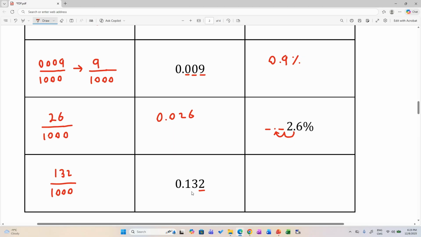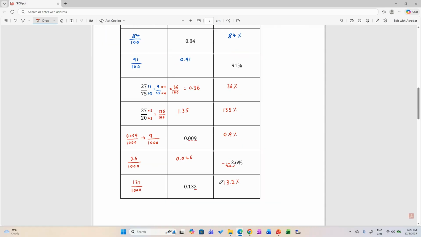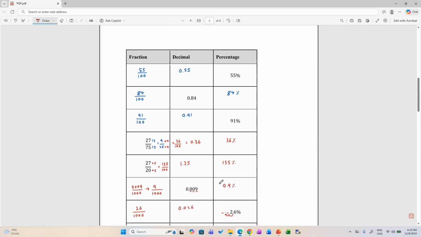Then if I change this to a percent, I simply move the decimal 2 places to the right and add a percent symbol. So I'm going to get 13.2%. And that's it for my final fractions, decimals, percent question.